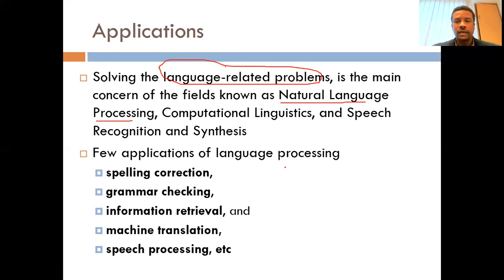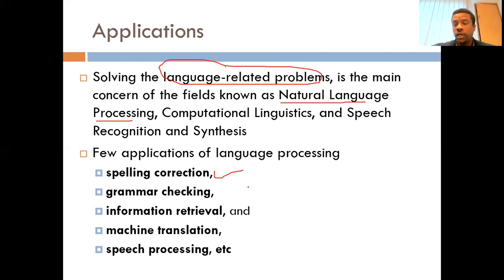At the end of this class, we're going to see many lists, but spelling correction is a natural language processing application. On a word processor, for instance, we have a spelling corrector. So the first task to be done is to identify that there is an error in the spelling. Then the next thing is to suggest a correction. And spelling correction is a computational linguistic application.